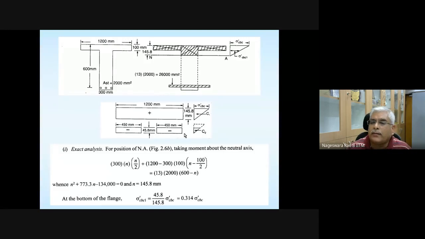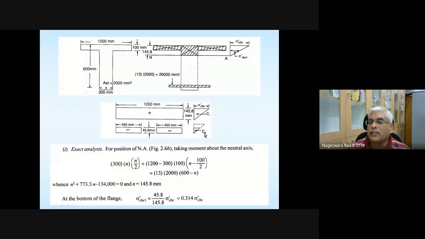And what about the moment of the total compression? How do you get the total moment of the total compression? It's going to be 1200 multiplied by 145.8 multiplied by half sigma CBC prime, that is the total compressive force, multiplied by the lever arm. Lever arm is going to be half of this, 145.8 divided by 2. And that is going to be the moment resulting from C1.